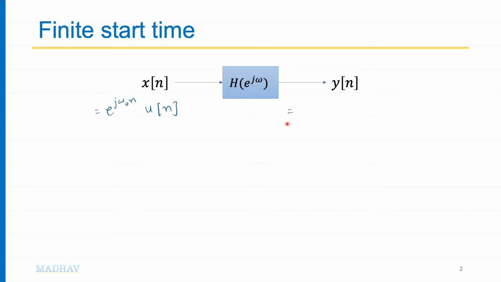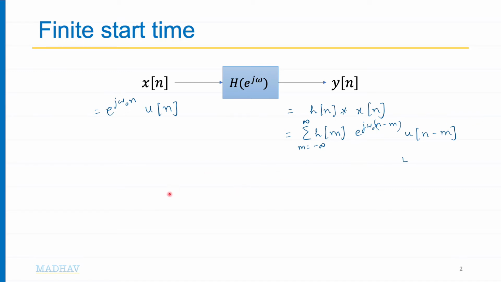So let's compute, starting from first principles. y[n] is the convolution of h[n] and x[n]. Plugging in the values, x[n] is simply this term, and this is h[m] times x[n minus m], with the summation for m going from minus infinity to plus infinity. This is the general formula, and I now want to solve it for the transient response.